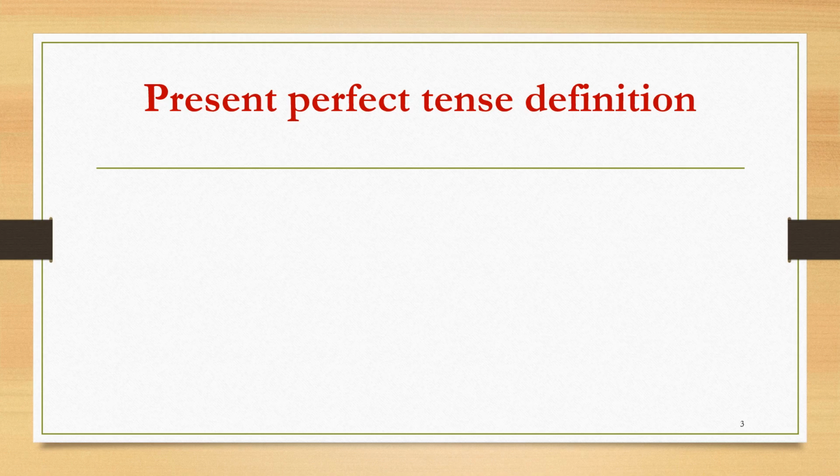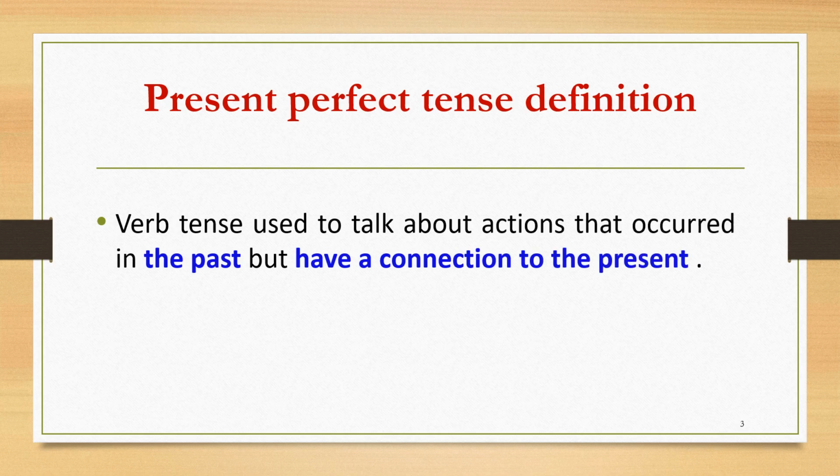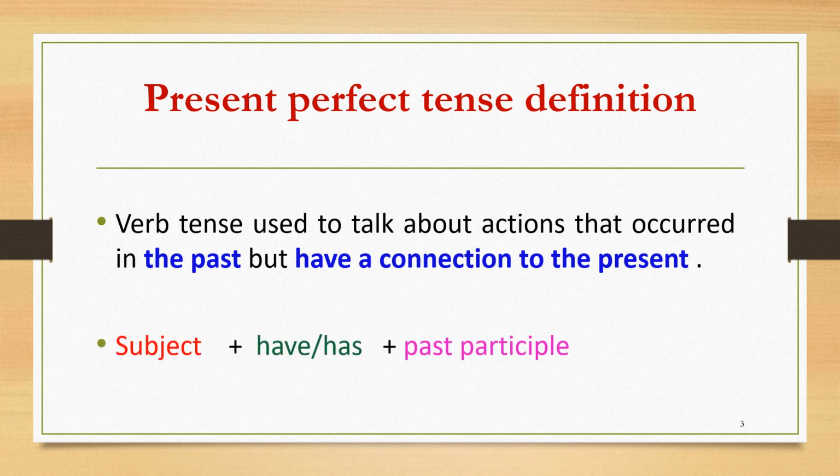Let's start with the definition and the form of the present perfect. The present perfect tense is a verb tense used to describe actions or states that occurred in the past but have a connection to the present. We form the present perfect by using the auxiliary verb have, in the present simple of course, followed by the past participle of the main verb. The choice between have and has depends on the subject of the sentence.